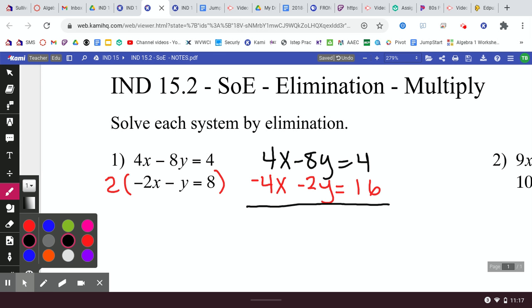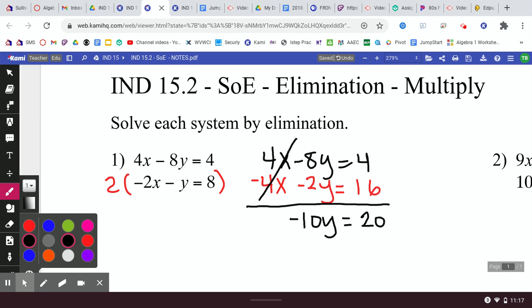And now I'm ready to combine like terms. I'm ready to combine my x's, combine my y's, and combine my whole numbers on the other side of the equation. So when I have 4x minus 4x, I get what I wanted, which is my x's cancel out. And really, they zero out. They go to 0, but I'm going to be lazy and not write the 0 down there because I don't really need to. Then I combine my y's. I have negative 8y and negative 2y, which is negative 10y. And then on the other side of the equal sign, I have 4 and 16 to combine, which is 20.